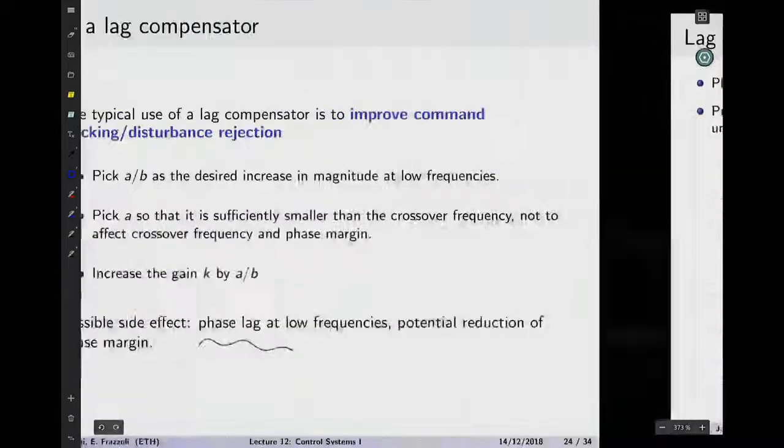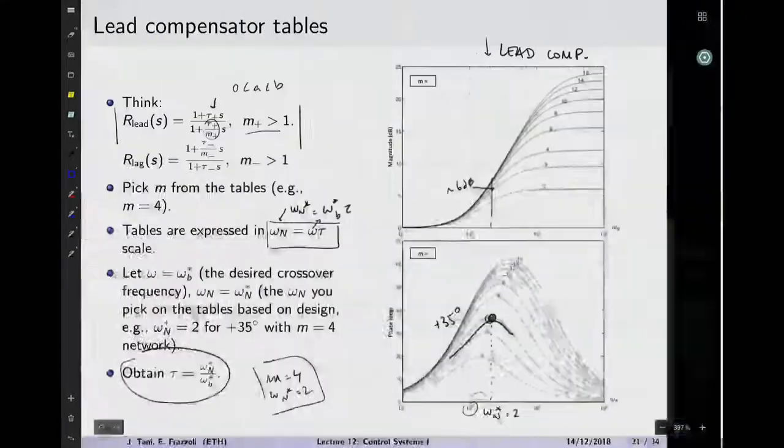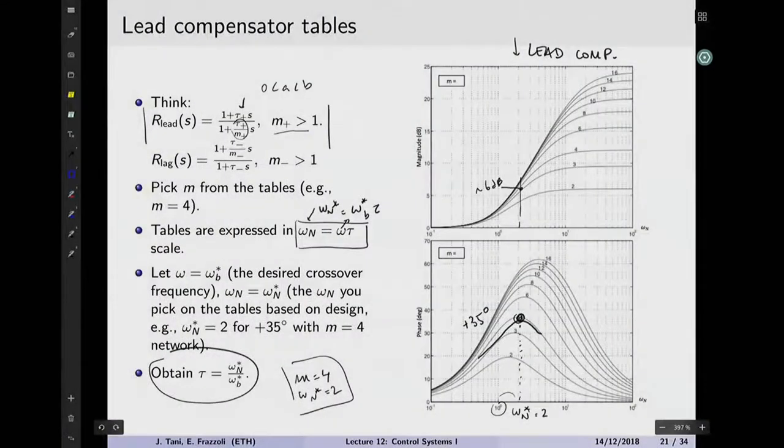Of course, one can always do this in the same way through these tables. We need to increase the magnitude by 10 dBs while keeping the phase lag as low as possible. So, in this case, we would probably have to choose an omega n star that is very high, so that the phase contribution is very small, and in comparison, the magnitude contribution is very high.